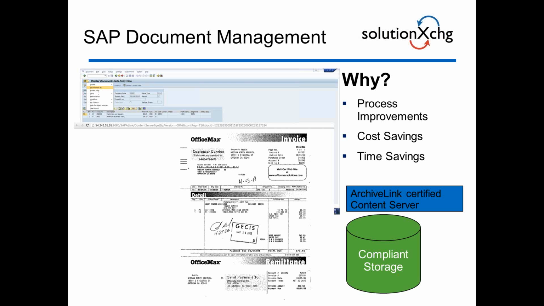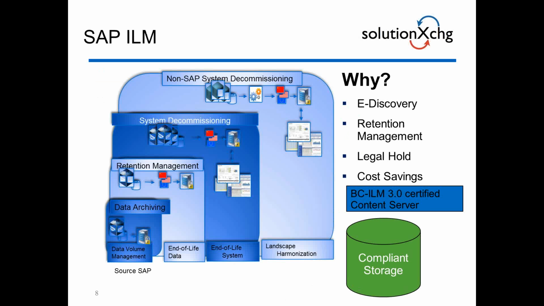If you think of a scanned utility invoice for your entire organization, that can be a couple hundred pages. If it's also by accident scanned in color and not black and white, those documents are a couple megabytes, probably two-digit, if not three-digit. So you really want to introduce an archive link certified content server solution and compliant storage for this.